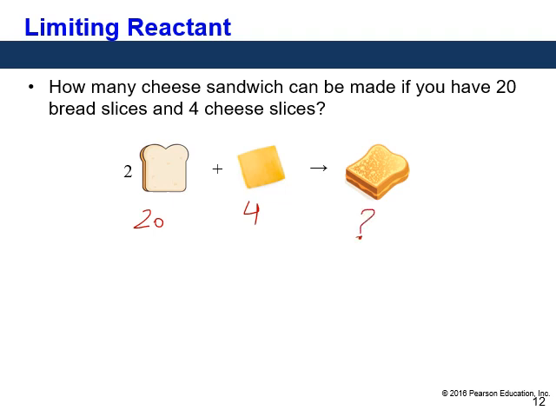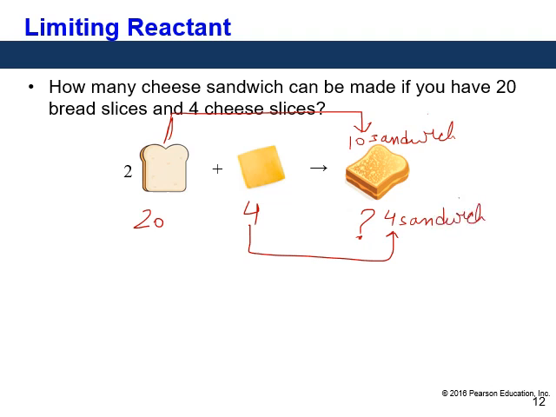Somebody would say 4 sandwiches. How do you know this? From 20 slices of bread, ideally, we can make 10 sandwiches. And from 4 cheese slices, you can make 4 sandwiches. But you will not be able to use all your 20 slices of bread. Why? Because once you make your 4 sandwiches, we do not have any more cheese left.